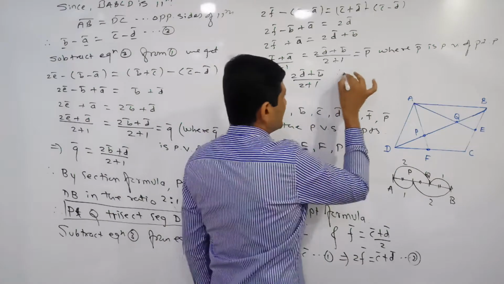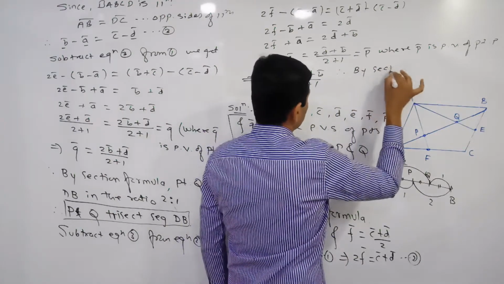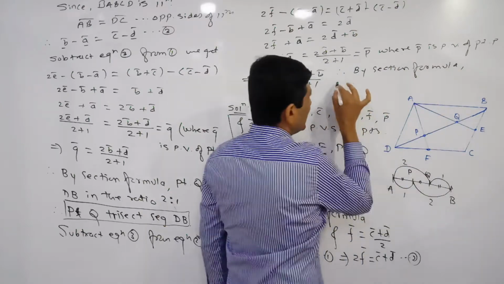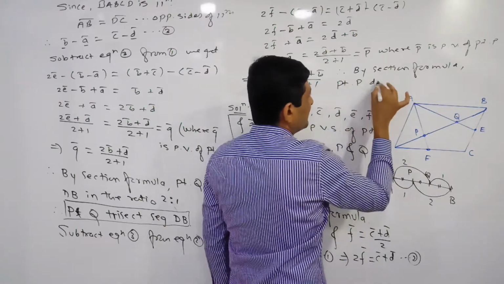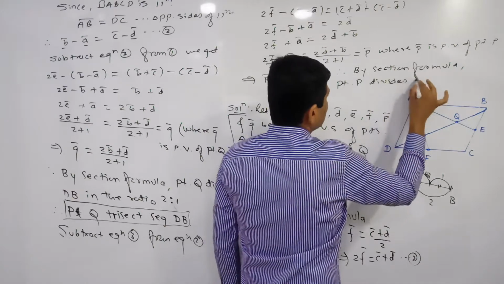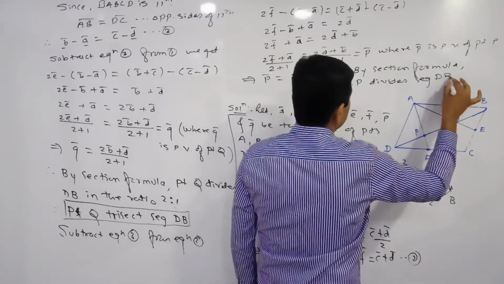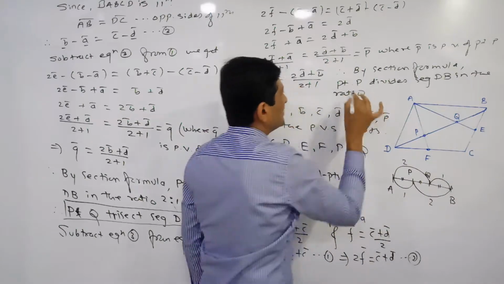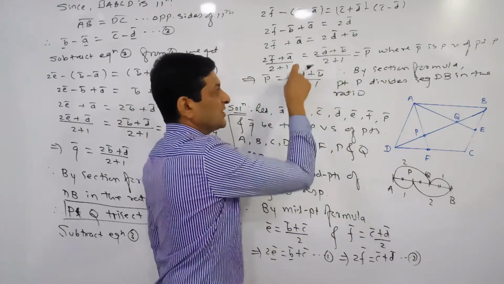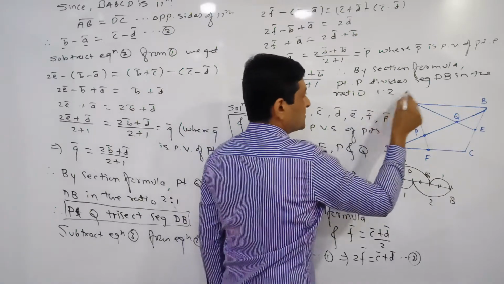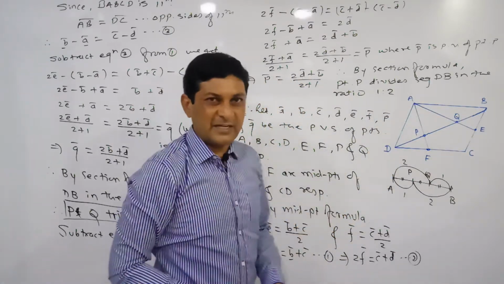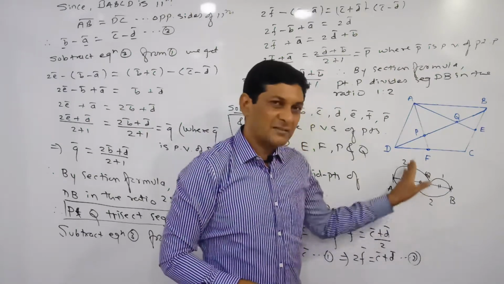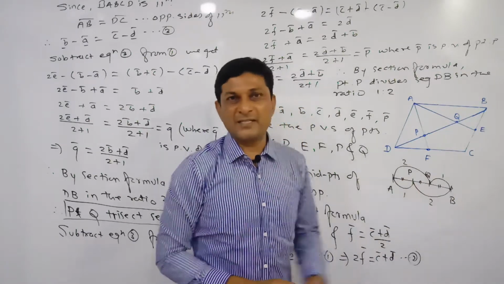So by section formula, what result are we getting? Point P divides segment DB in the ratio 1:2. And if the point divides the segment in the ratio 1:2, at that time we can say that the point trisects the segment.